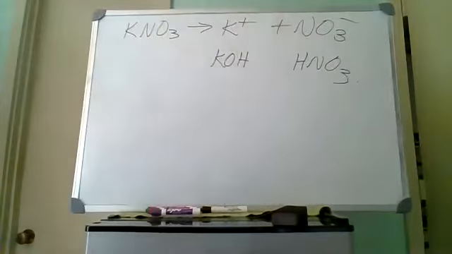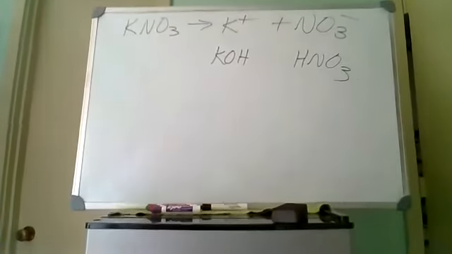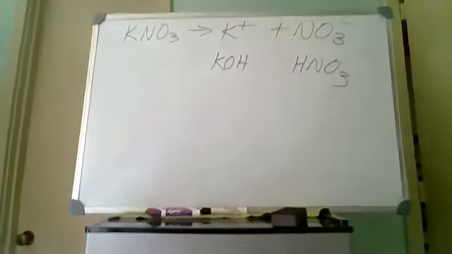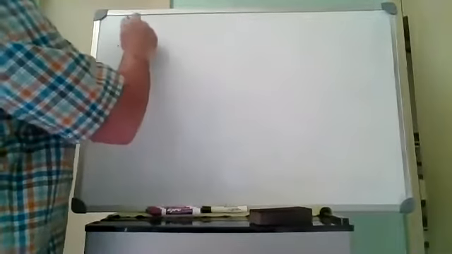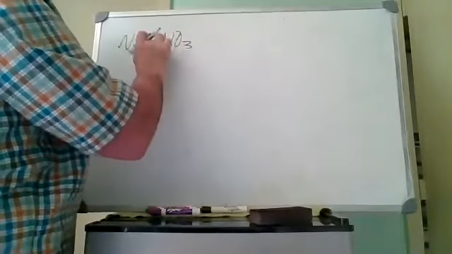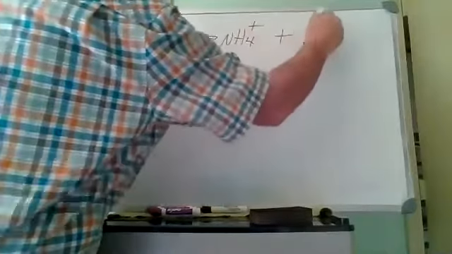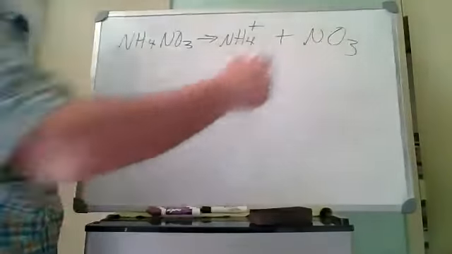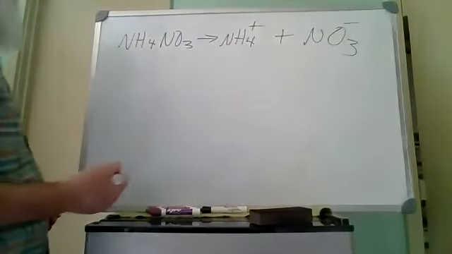Okay, how about B? That was B. Let's look at A, which is ammonium nitrate. Well, we already know the nitrate's not going to do anything. And like I said, you shouldn't have to memorize these things. I don't memorize it. I just write it out and figure it out.